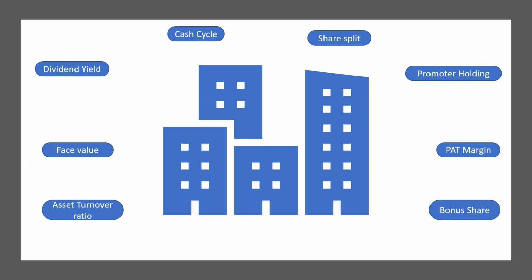This is all for now. The remaining fundamental and financial ratios which are not yet discussed, such as cash cycle, dividend yield, face value, asset turnover ratio, share split, promoter holding, PAT margin, and bonus shares, etc. We'll see this in the next part of the video.